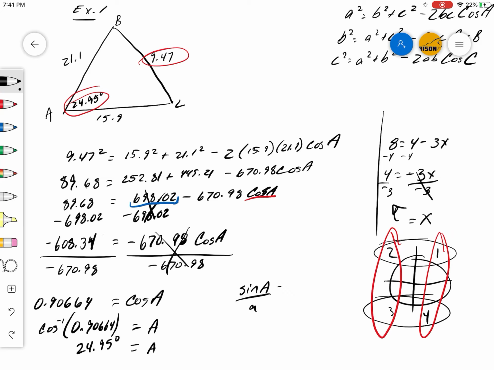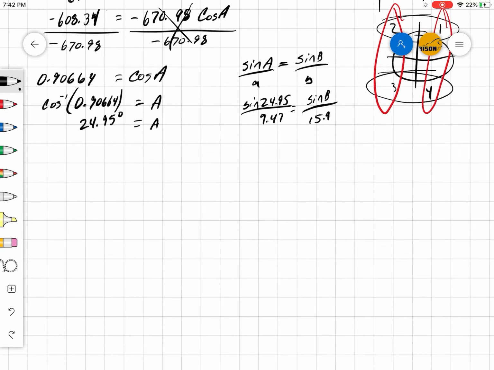I'm going to set it up for A as my control over A. I'm going to set that equal to, let's just go for B, because that's logical to go for next. And I'm going to fill in the information. So I got sine of 24.95. When I type that in, I'm not going to forget the rest of the decimals. I'm going to let the calculator use it. So 9.47 is equal to, I don't know B, all over side B, which is 15.9.